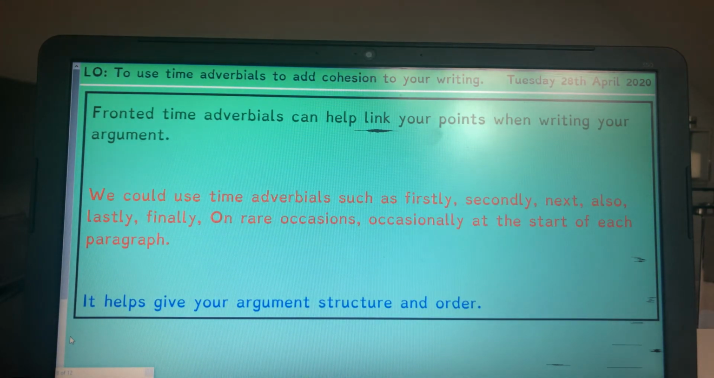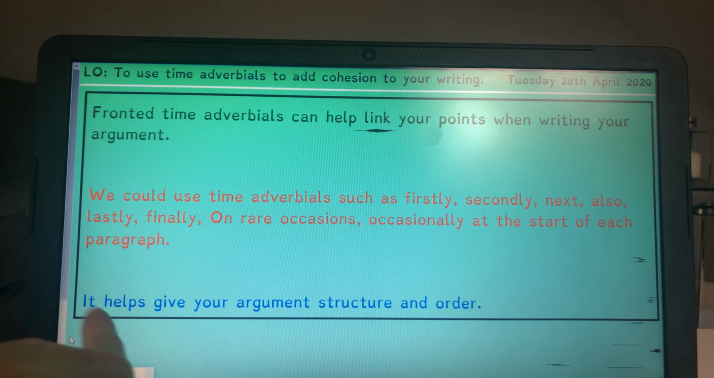Okay, so let's have a look. Fronted time adverbials can help link your points when writing your argument. That's when we might use firstly, secondly, next, to help link our paragraphs and link our points to show that they are all connected, even though they're different points. We could use time adverbials such as firstly, secondly, next, also, lastly, finally, on rare occasions, occasionally, at the start of each paragraph. We could also use some of those words in a sentence within the paragraph to help add cohesion and a bit of oomph to our argument.